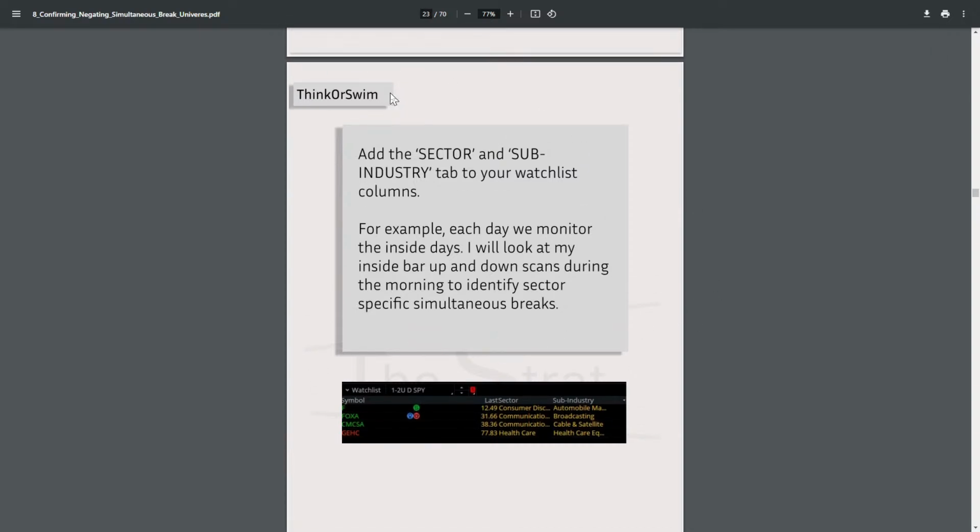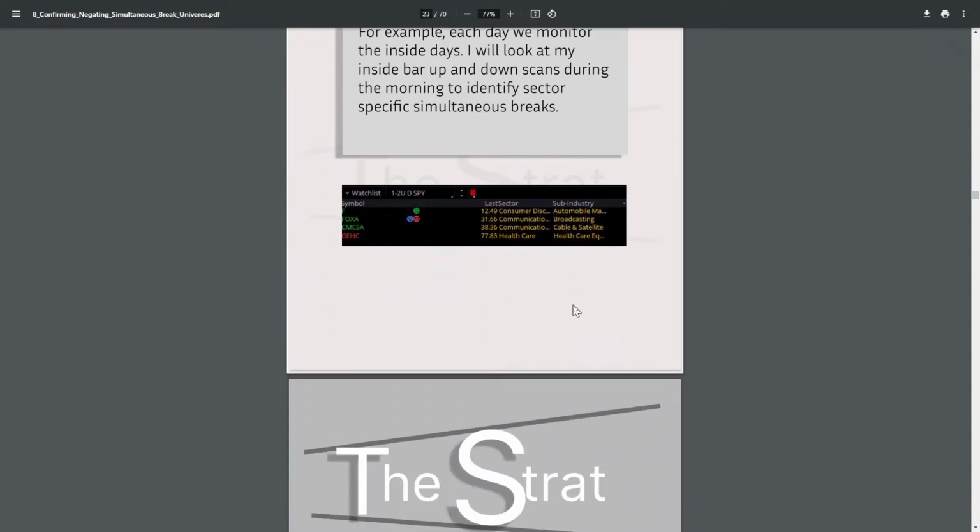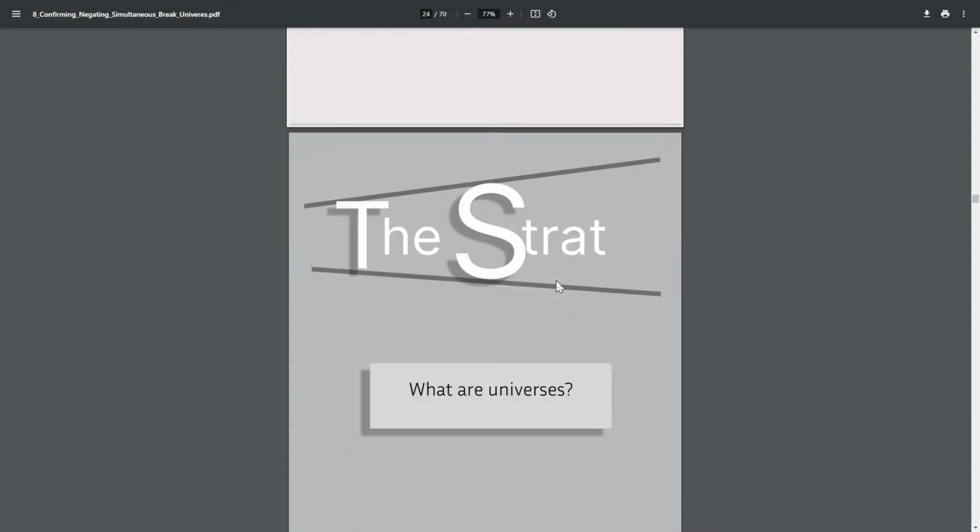And this is for Thinkorswim. You can add the sector and sub-industry tab to your watch list column, which can help you also identify what tickers are in what sector or sub-industry. So for example, each day we monitor the inside days. Alex will look at his inside bar up and down scans during the morning to identify sector specific simultaneous breaks. So again, like semis, China stocks, what have you. And then Alex, this is where you're up.